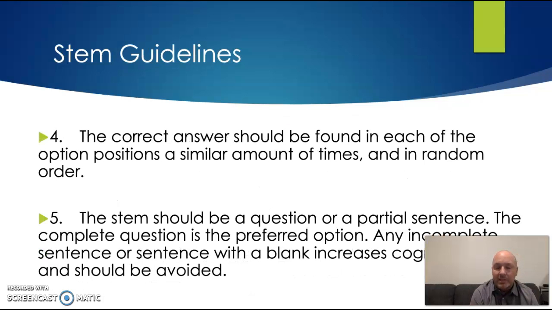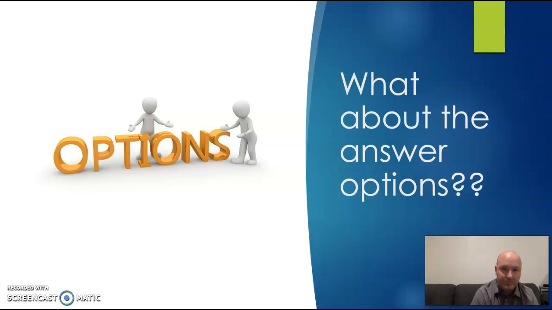We should rotate the correct answer through each of the options randomly, so that it appears in each option position a similar number of times. And the stem should be a complete question or a partial sentence. The complete question is preferred. Any additional complexity, such as leaving blanks, requires additional cognitive load and takes away from the focus on assessing the learning objectives.